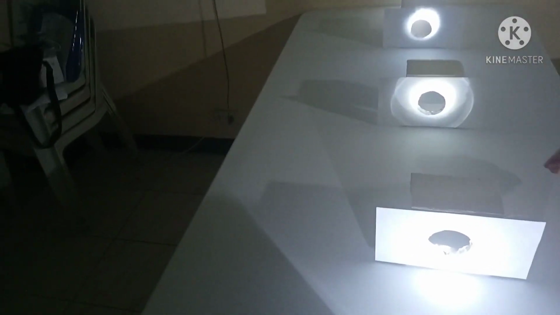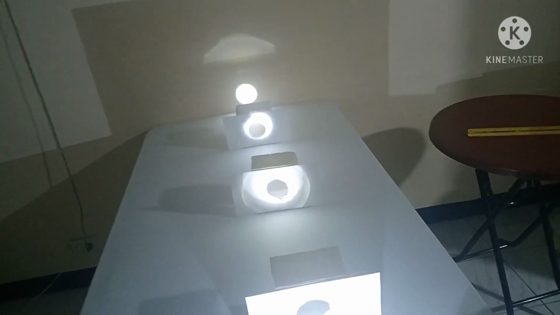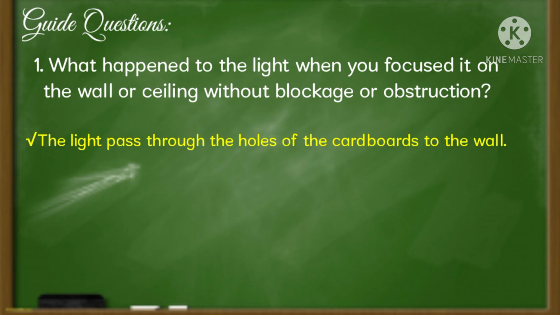Now, let your partner misalign the middle cardboard with a hole. Observe what happens. Okay, to further understand the activity, let us try to answer the guide questions. 1. What happened to the light when you focused it on the wall without blockage or obstruction? Yes, as we have observed, the light passed through the holes of the cardboards to the wall.